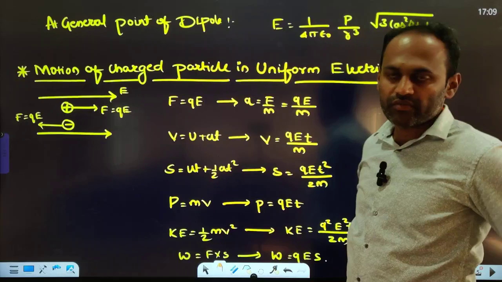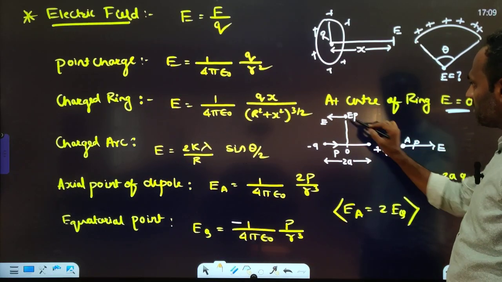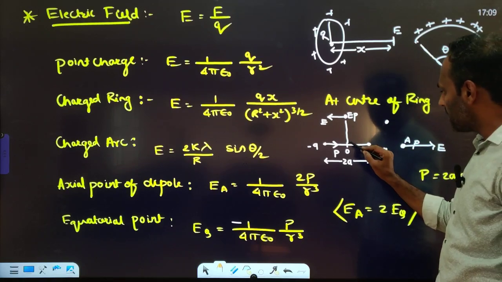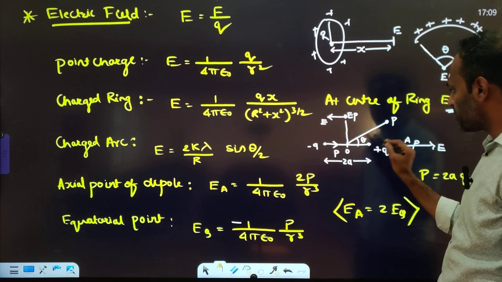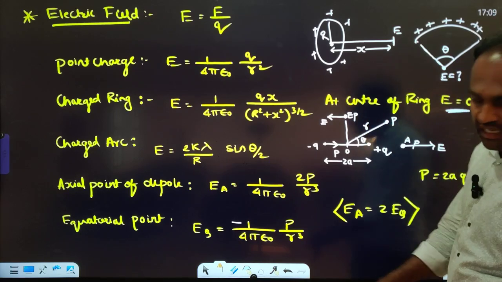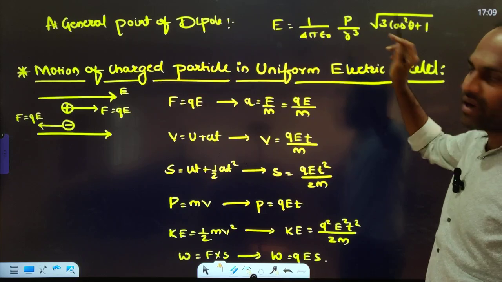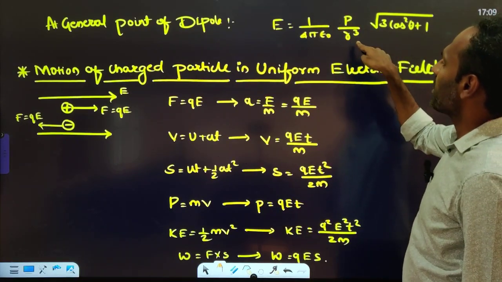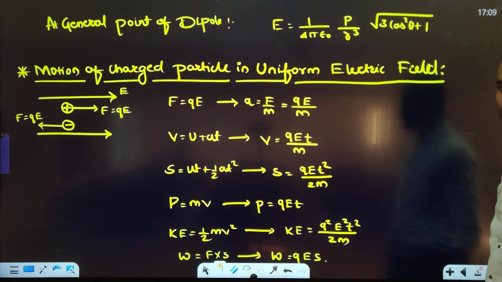See, at any general point of the dipole, this is the axial point, this is the equatorial point. If I take any point here which is neither axial nor equatorial, then the line joining the center of the dipole to this point will subtend an angle theta with respect to the dipole, and the distance is r. Then electric field at this point will be 1 by 4 pi epsilon naught P by R cube root of 3 cos square theta plus 1. This is the same formula, 1 by 4 pi epsilon naught P by R cube, the equatorial electric field, multiplied by root of 3 cos square theta plus 1.